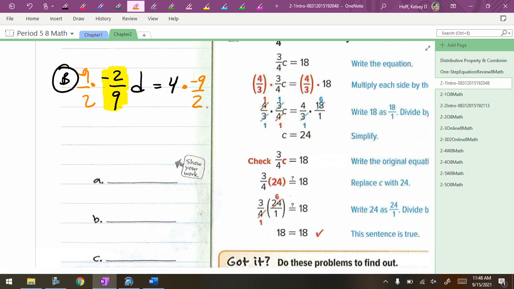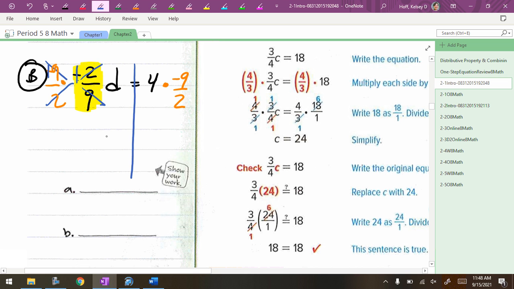Ms. Hoff always goes to the side with the variable first because she likes to get cross-happy. A negative times a negative is a positive. Your 9's cancel, your 2's cancel, and all you have left is 1D. On the right-hand side, in order for us to multiply, I need to put 4 over 1.